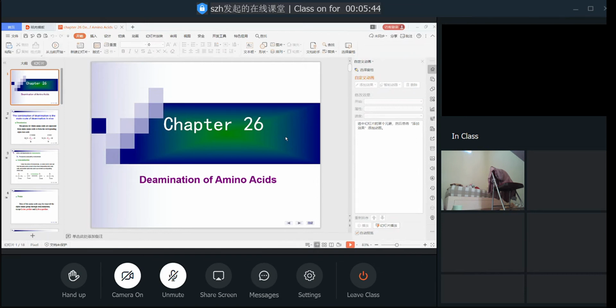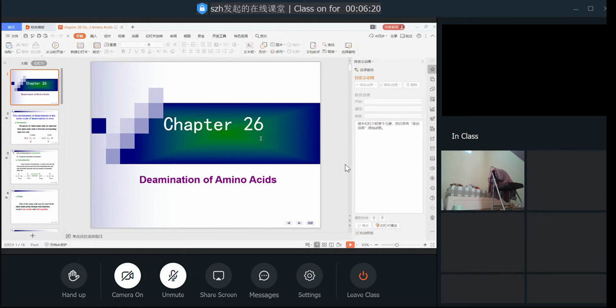Yesterday we studied the absorption and putrefaction and the degradation of the protein. The protein is lysed and degraded and produces the amino acids. So today we begin to study the metabolism of the amino acids in vivo.